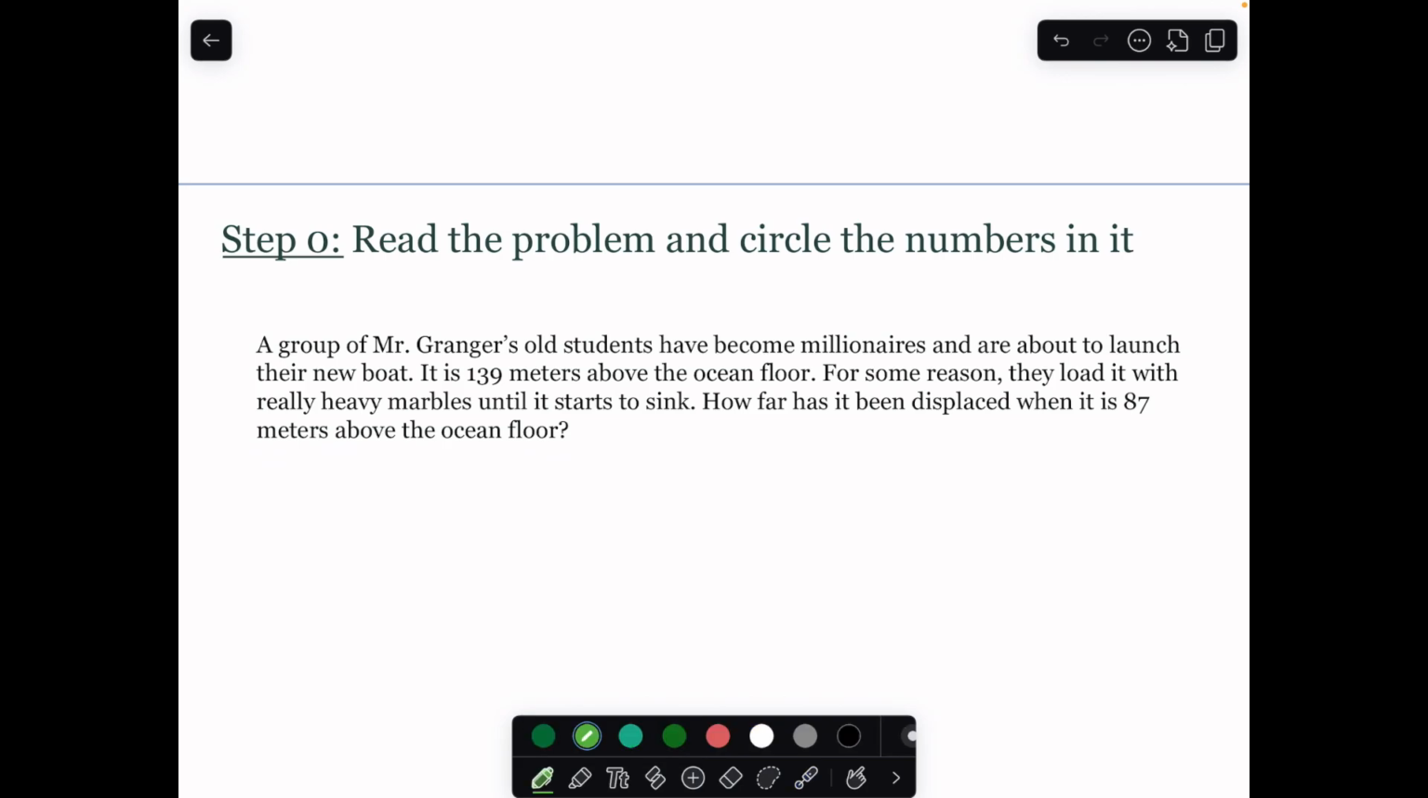Interesting. Okay, so I'm actually going to highlight the numbers. I see 2 numbers here. So let's go ahead. We'll highlight 139 meters. That's where the boat starts. And then we also have 87 meters. That is where the boat ends.